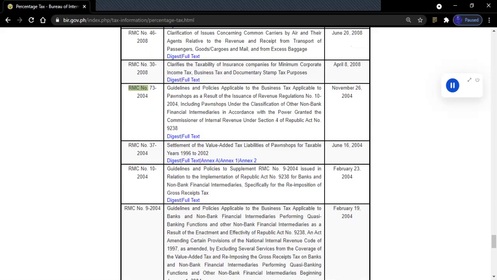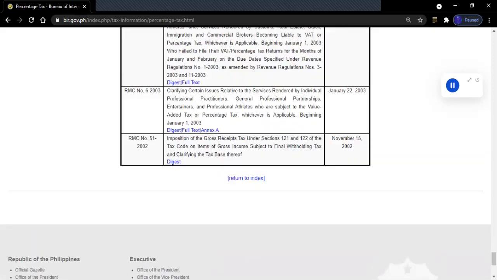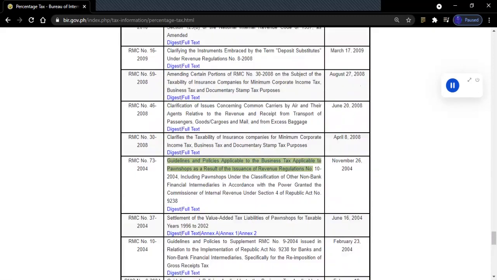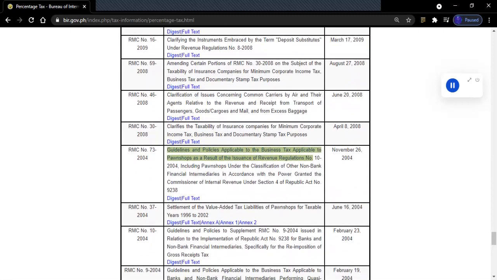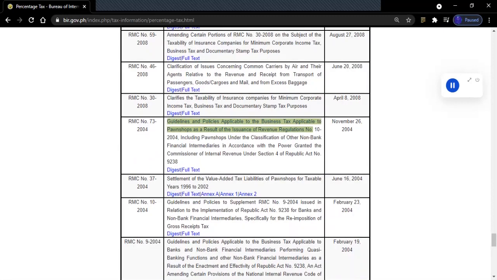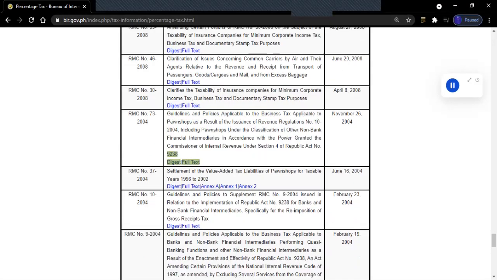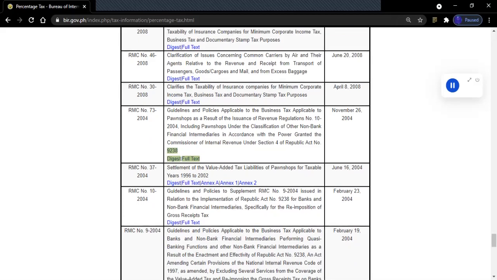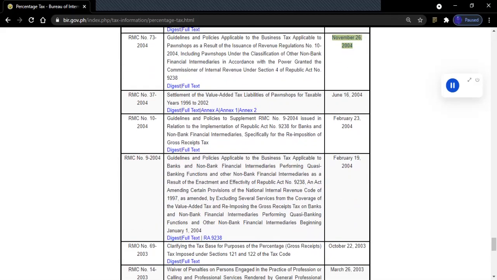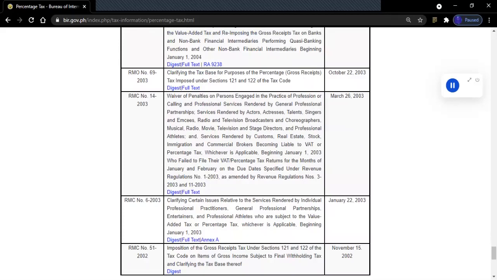RMC No. 73-2004. Guidelines and policies applicable to the business tax applicable to pawnshops as a result of the issuance of Revenue Regulations No. 10-2004, including pawnshops under the classification of other non-bank financial intermediaries in accordance with the power granted the Commissioner of Internal Revenue under Section 4 of Republic Act No. 9238. Digest. Full text. November 26, 2004.